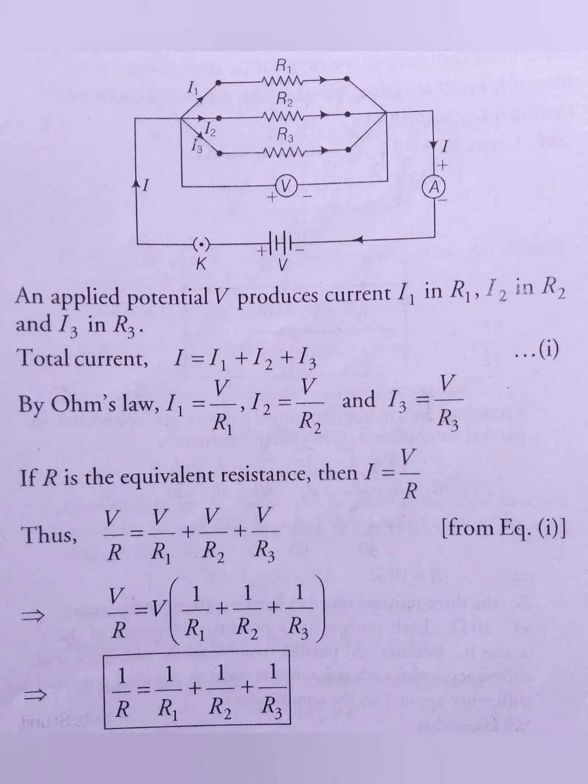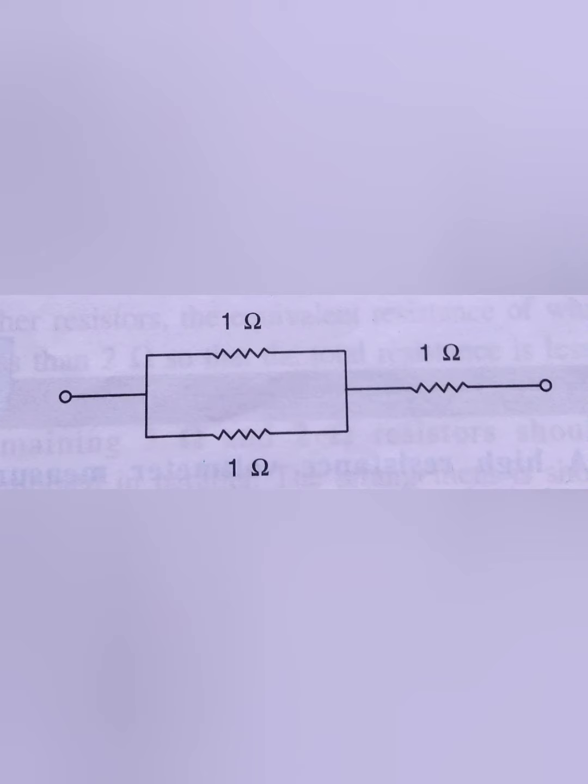The third possible combination of resistors is both series and parallel. Sometimes to obtain a desired value of resistance from the given resistors, we connect some resistors in parallel, and this parallel combination of resistors is connected in series with some more resistors.